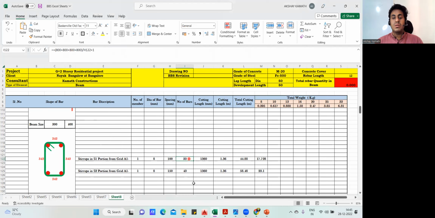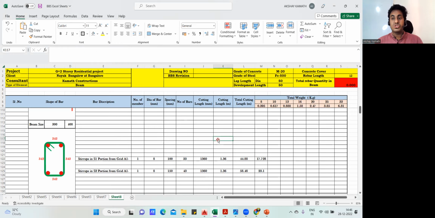Fine. Now coming to the number of bar. How do you find the number of bar? It's very simple. We found that length, no? 800 plus 800 plus 800 plus 800 was 3200. 3200 divided by 100, I'll get 32 number of bar. Now I'm getting 33 here. Why? I added plus 1.